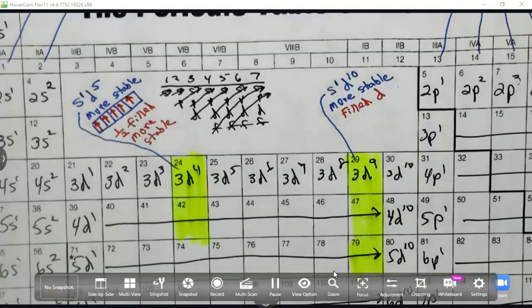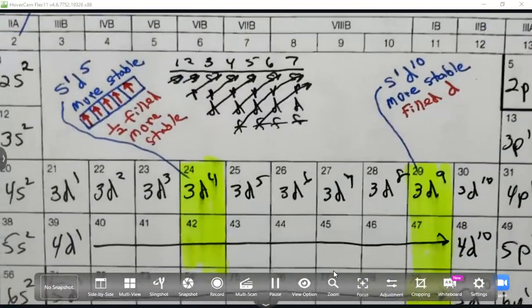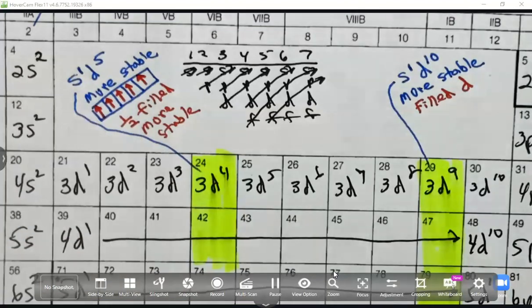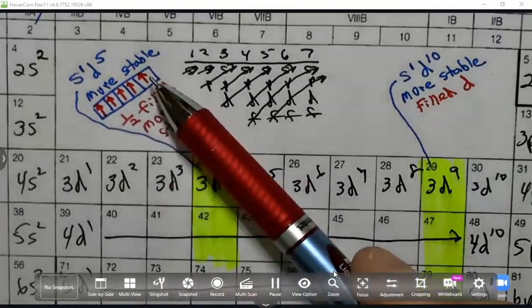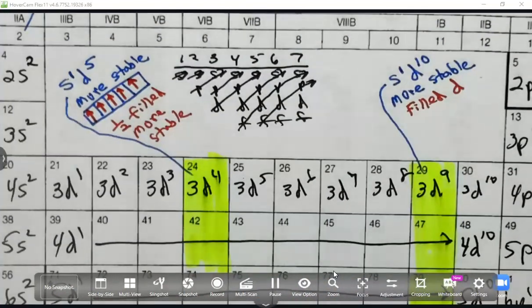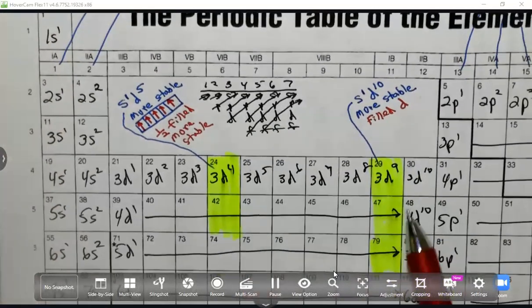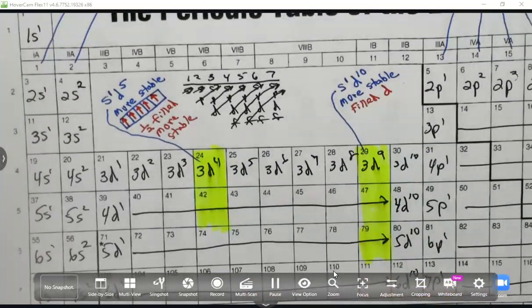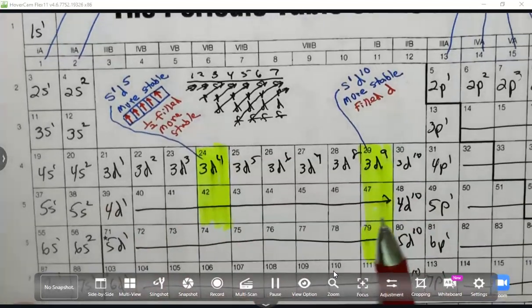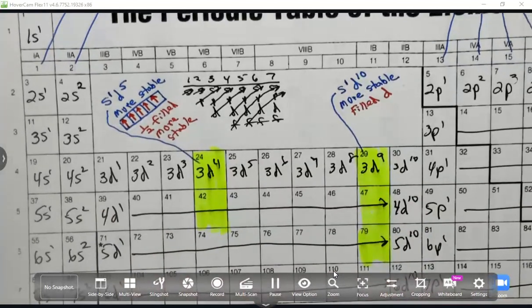Some of these exceptions you can kind of explain, and some you can't. If you have a half-filled P, half-filled D, half-filled F, it's pretty darn stable, because all the electrons are spinning the same direction. So those are some exceptions I can explain. What we wrote down for electron configuration notation is not 100%. There are some exceptions, and if you keep glancing through the table, you will see them. Again, some we can explain, some we cannot.